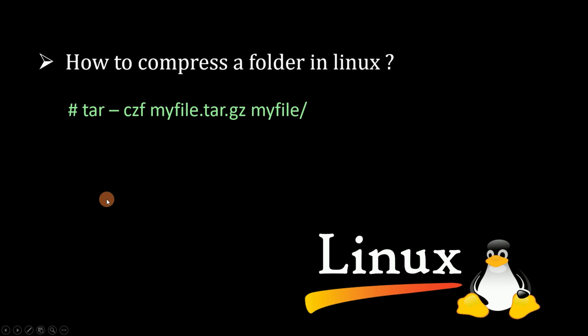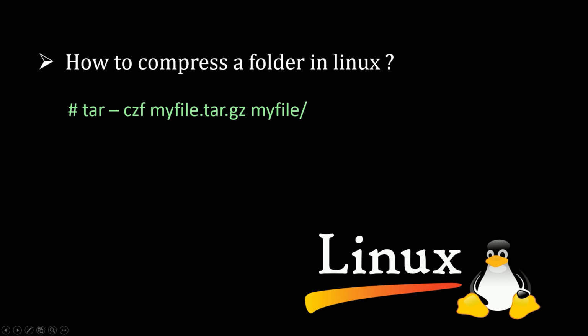Now next question, how to compress a folder in Linux. You can compress a complete folder as well. For that, the command is tar -czf myfile.tar.gz and then the file name. You can give it any name, it's your choice. But the name of the file or folder that you are compressing should be correct.